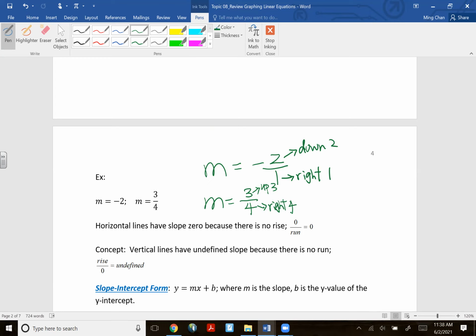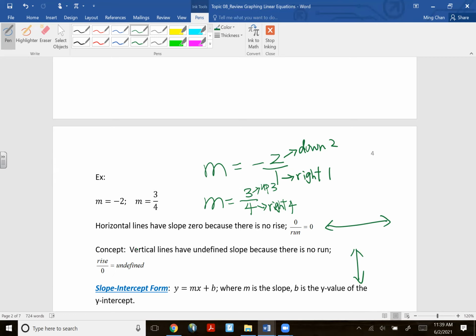Horizontal lines do not have any rise. In terms of rise over run, it will be 0 divided by whatever the run is. 0 divided by anything is 0. So horizontal lines have slope that is 0. A vertical line only rises, but it never runs, so the denominator is 0. As you can recall, anything divided by 0 is undefined. So remember, a vertical line has undefined slope.